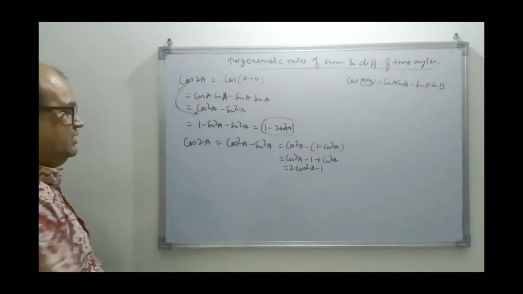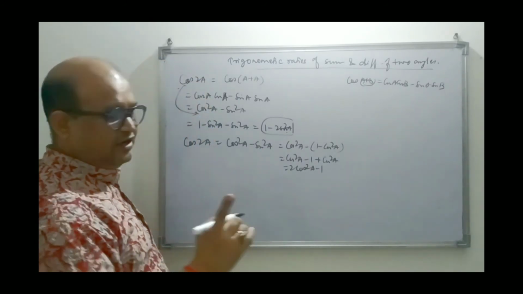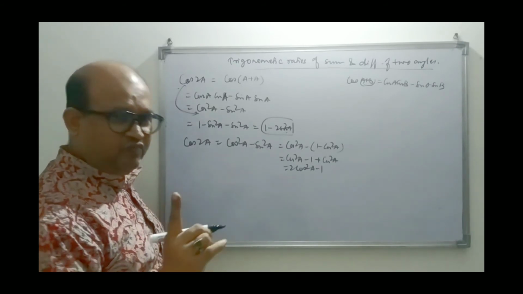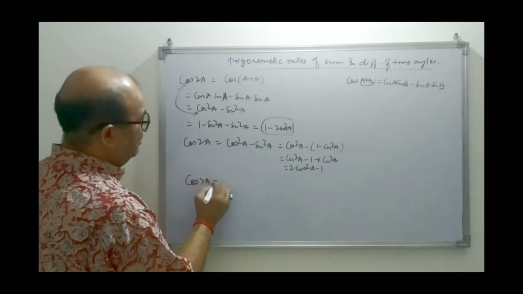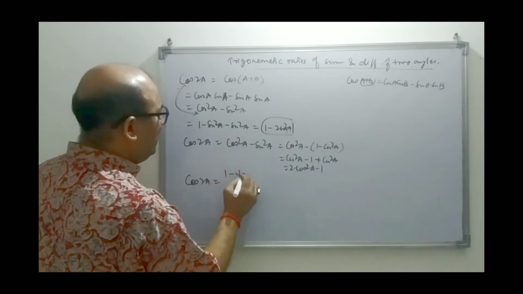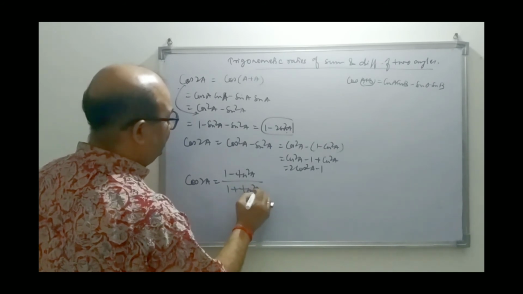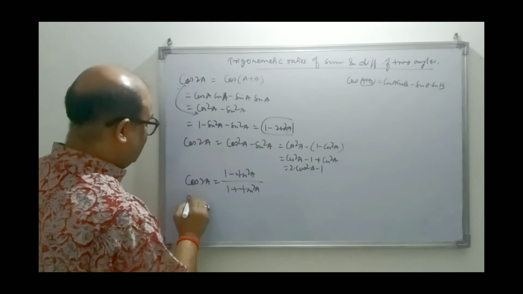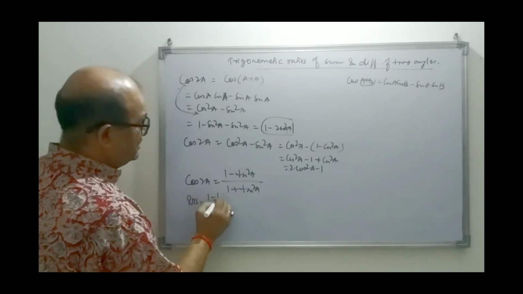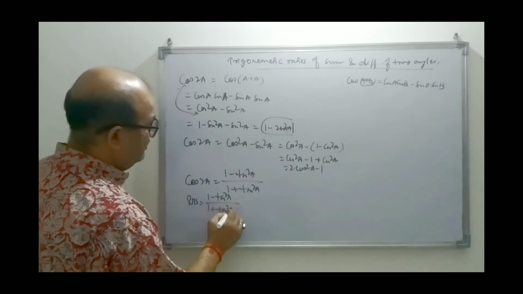One more identity is there, as in the case of sin, as proved, sin 2A equals 2 tan A upon 1 plus tan square A. Here, cos 2A equals 1 minus tan square A upon 1 plus tan square A. I'll prove it. The RHS equals 1 minus tan square A upon 1 plus tan square A.